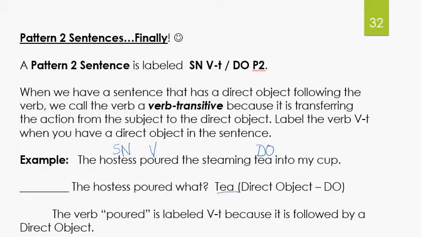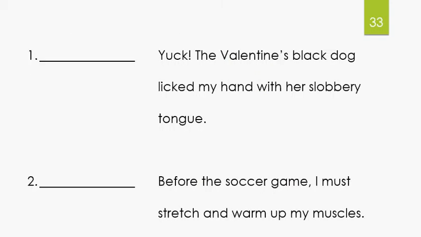So if you have a direct object in your sentence, you're going to change your verb to V-T. Okay, and then everything else in the sentence, like your prepositional phrase, is the same as normal, and then the steaming just describes your direct object, so you just fill in the labels for those. Okay, let's do some practice sentences and see how we do.